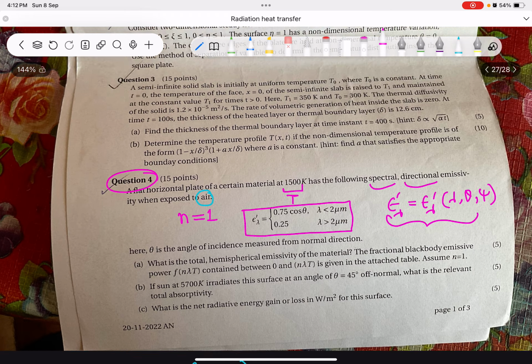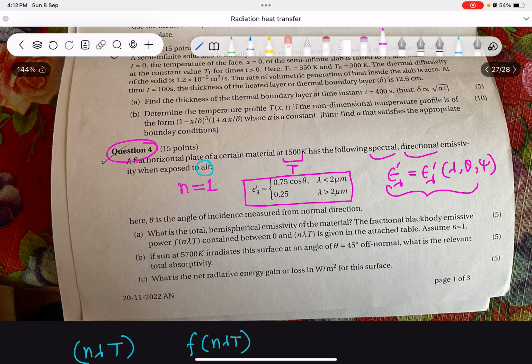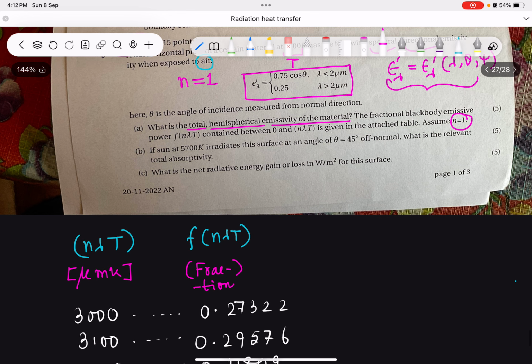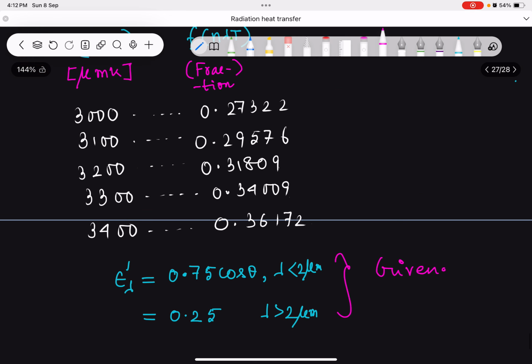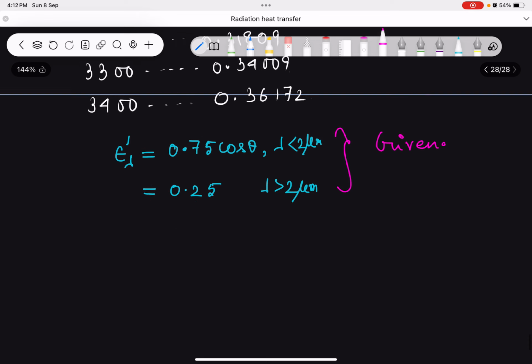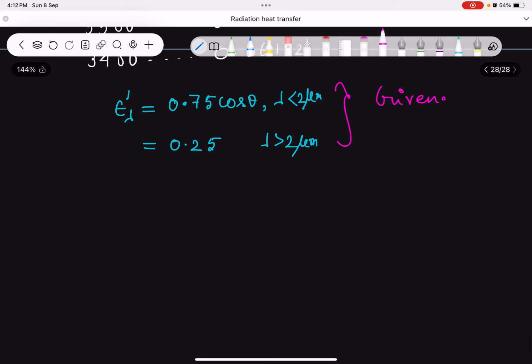We have to find the total hemispherical emissivity of the material. The fractional blackbody emissive power is given in the attached table, and it is given that we assume n is equal to 1, which we do assume for air. Okay, so now let me solve it.